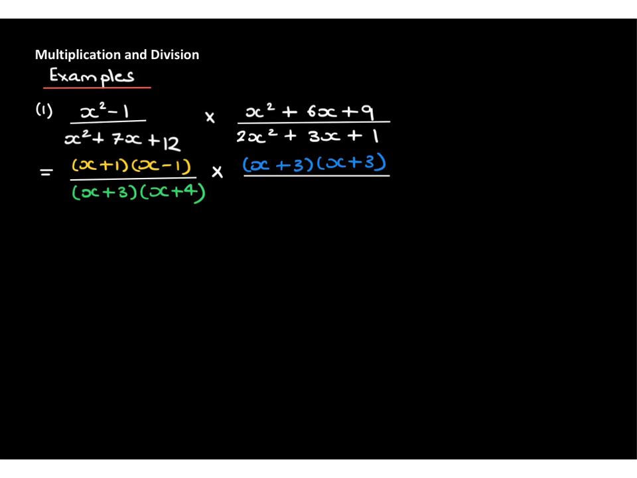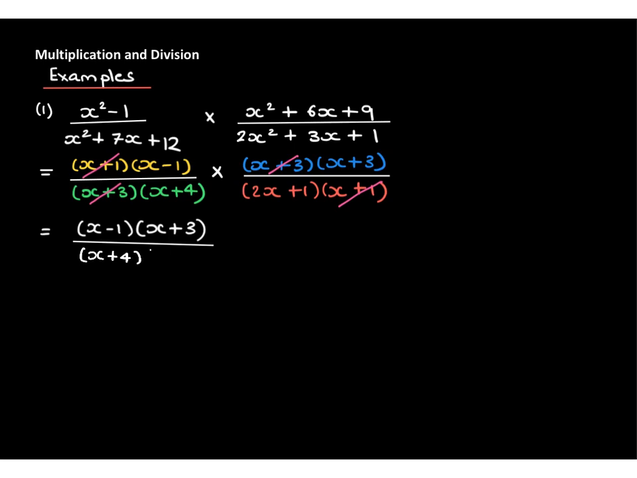and in the denominator we have x plus 1 and x plus 1. Now, what can we indeed cancel out? So we can cancel x plus 1 here, x plus 3 and one of the x plus 3's here, which means we're left with, in our numerator, x minus 1, x plus 3, and in our denominator, we're left with x plus 4, 2x plus 1.